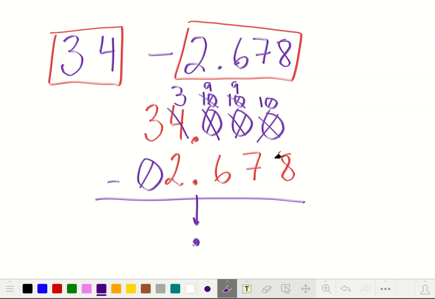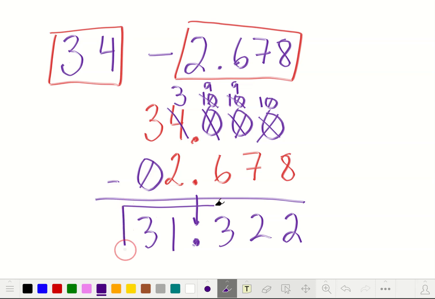So we have 10 thousandths minus 8 thousandths, which is 2 thousandths. 9 hundredths minus 7 hundredths, which is 2 hundredths. And then 9 tenths minus 6 tenths, which is 3 tenths. And then over here, we have 33 minus 2, which is 31. So this right here is probably the most complicated subtraction problem you'll see, where you have a bunch of zeros on top. So your final difference is 31 and 322 thousandths.